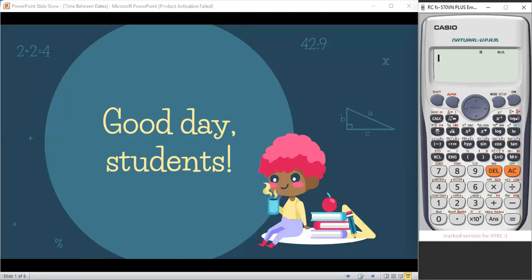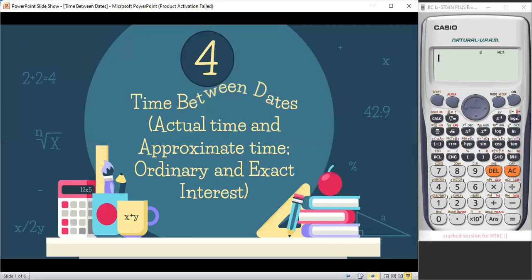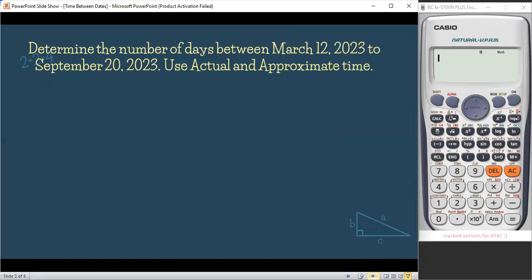For today's video, we're going to talk about time between dates, that is solving for the actual time and the approximate time, and also the ordinary and exact interest of the problems. So first po, let's have this problem. Determine the number of days between March 12, 2023 to September 20, 2023. Use actual and approximate time.